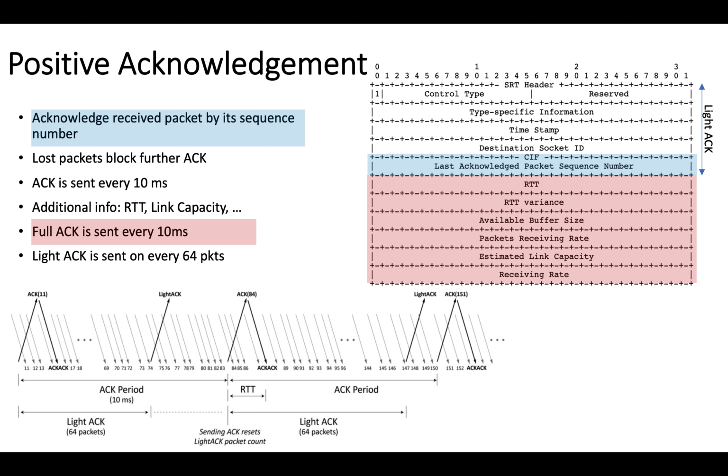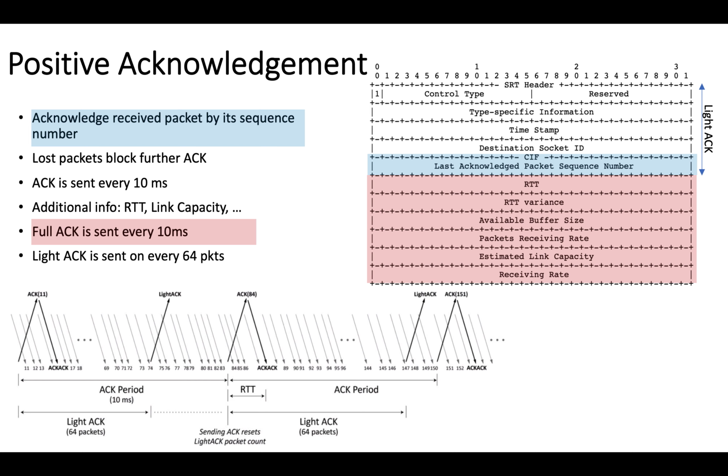Besides notifying a sender about lost packets, SRT also uses regular acknowledgement packets to acknowledge the reception of a certain sequential number of packets. ACK packets have a dedicated field called last acknowledged packet sequence number +1. Acknowledgement packets are sent periodically, by default every 10 milliseconds.